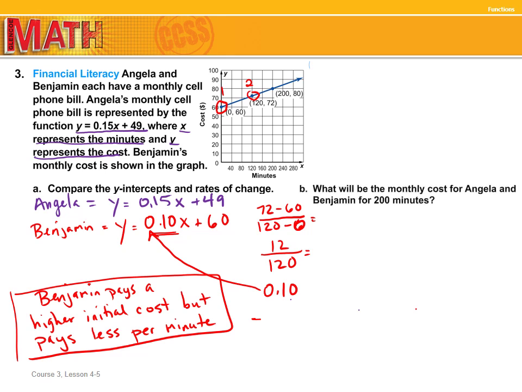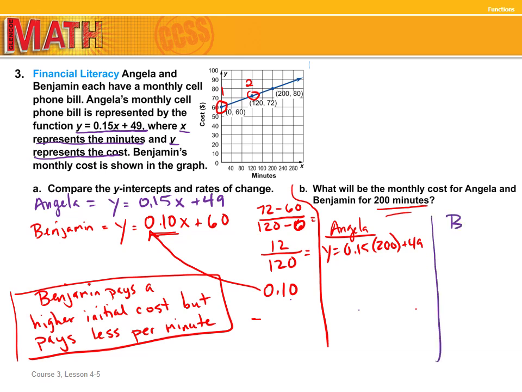What will the monthly cost be for Angela and Benjamin for 200 minutes? Let me separate this here. So at 200 minutes, I'm going to take first Angela, and I'm going to take y is equal to 0.15 times 200 plus 49. And I'm going to write the same thing in a different column for Ben. That's going to be y is equal to 0.10 times 200 plus 60. Ran out of room. So I'm going to take my calculator, 0.15 times 200, which is 30. 30 plus 49. So for 200 minutes, the cost for Angela is $79.